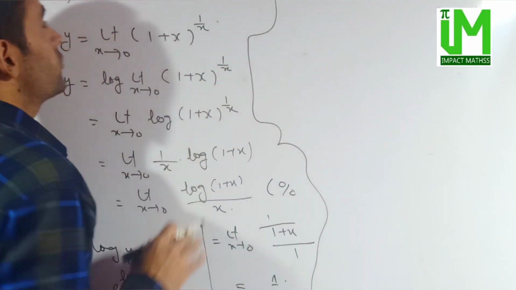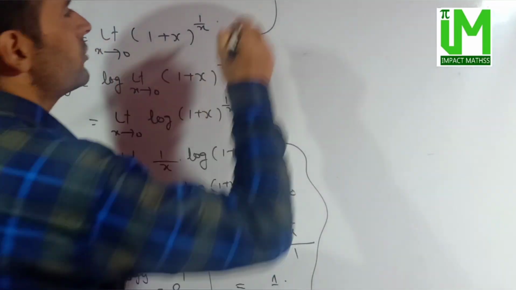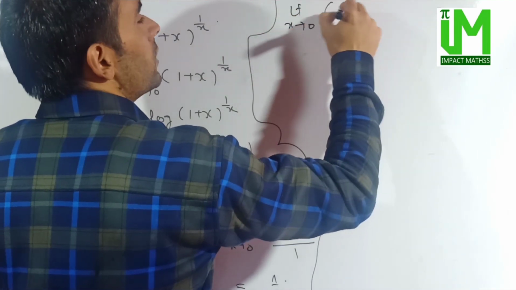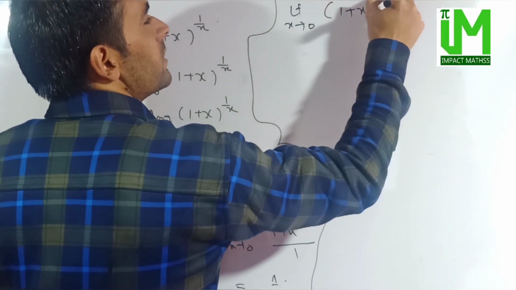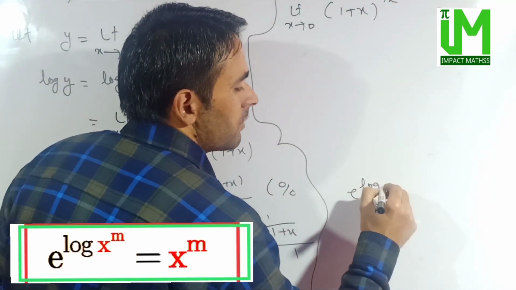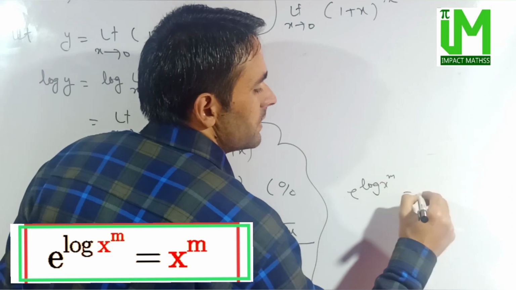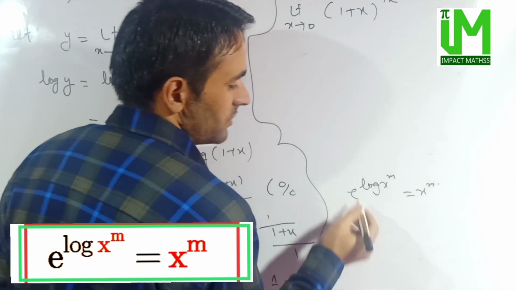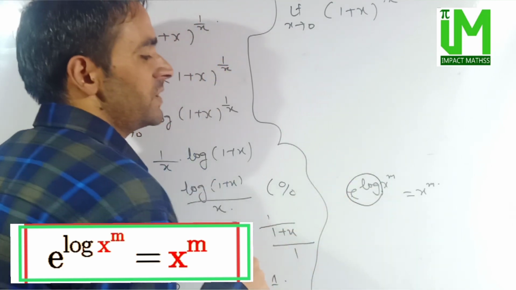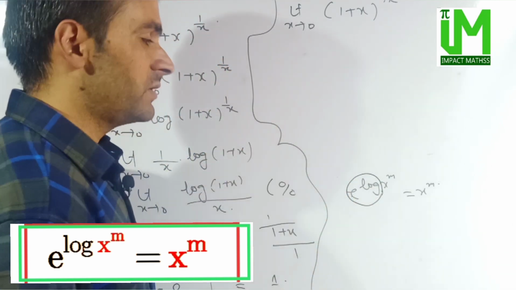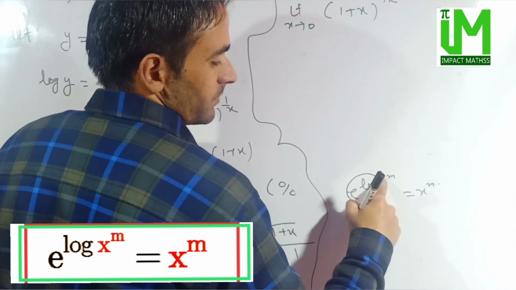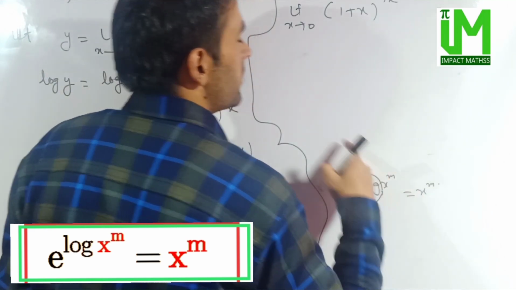Now we can also solve this by taking e as the base. So if we write limit x approaches 0, (1 plus x) raised to power 1 by x. Since we know e raised to power log of x raised to power m is equal to x raised to power m, since e and log are inverses of each other, so they form the identity map. So that means e raised to power log of x raised to power m is x raised to power m.